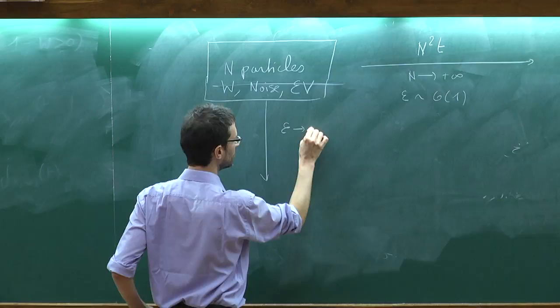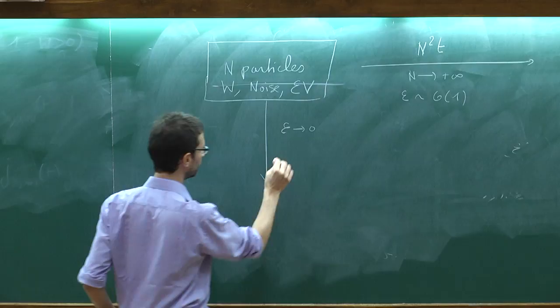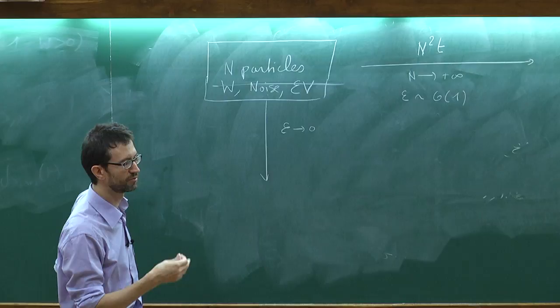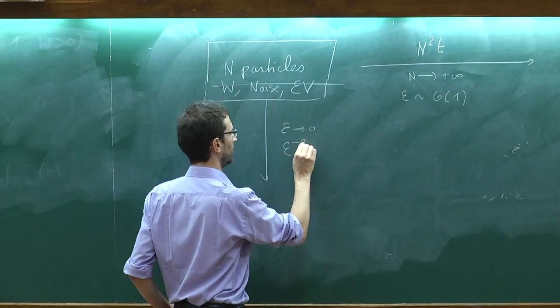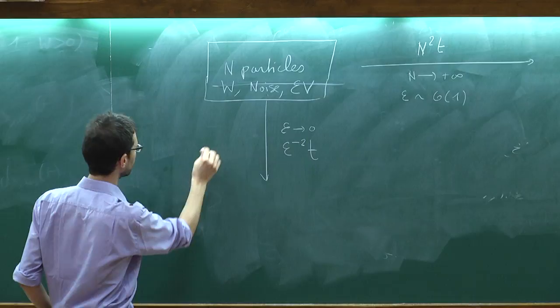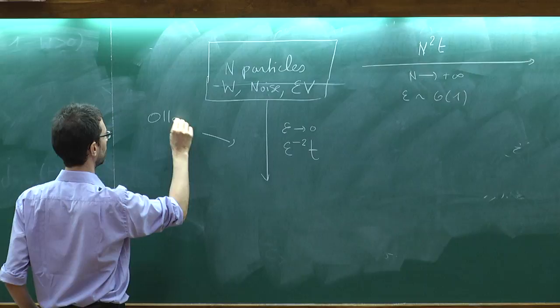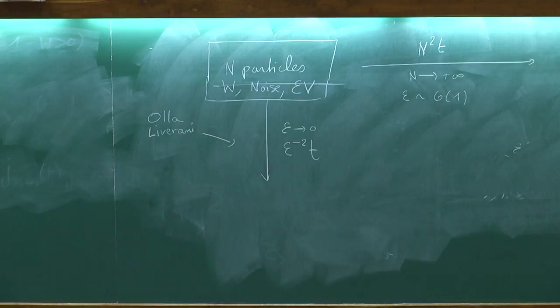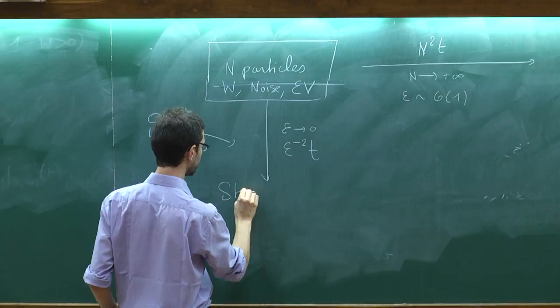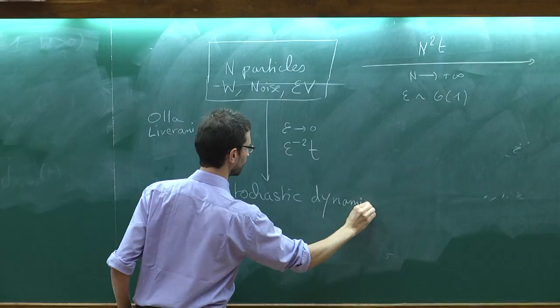So you have a very small transfer of energy between the cells, and of course, since you have a very small transfer of energy between the cells, if you want to see some evolution, you have to wait for a sufficiently long time. So you have to look in the time scale epsilon minus 2 t. And in fact, in this case, it has been proved by Stefano and Carlangelo Liverani, not exactly for this model, but a very similar model, that what you get here is some stochastic dynamics with the generator which is given exactly by this operator.